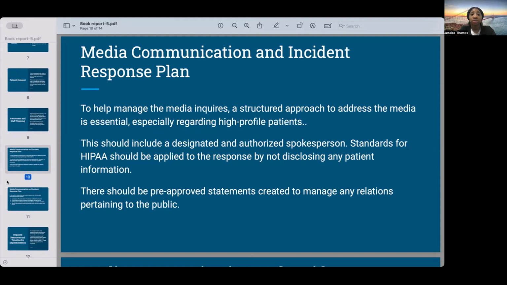So to help manage the media inquiries, a structured approach to address the media is essential, especially regarding high-profile patients. There should be a designated and authorized spokesperson. This could be the CNO, the chief nursing officer. It could also be the supervisor. Standards for HIPAA should be applied to the response by not disclosing any patient information. There should be pre-approved statements created to manage any relations pertaining to the public, especially because sometimes it could be with limited time. So you already want to know what you're going to say beforehand.